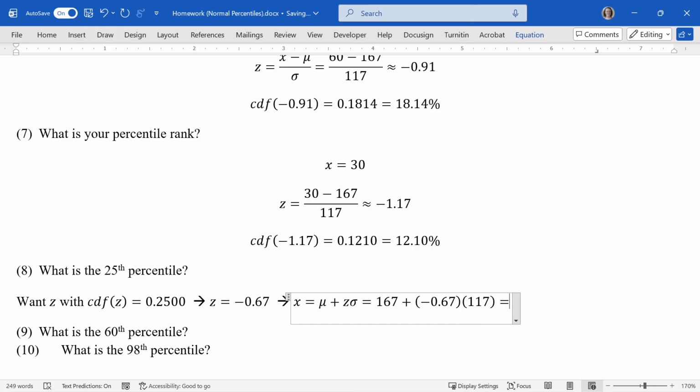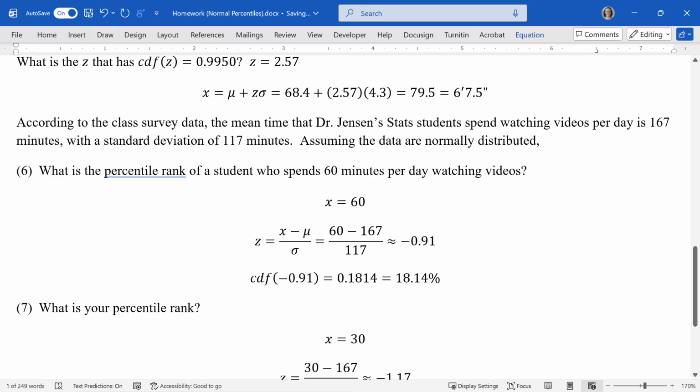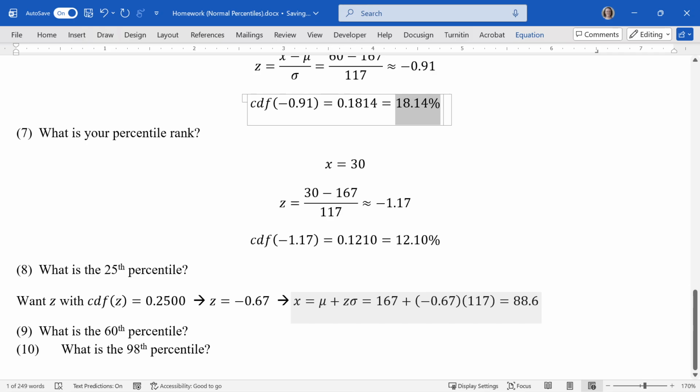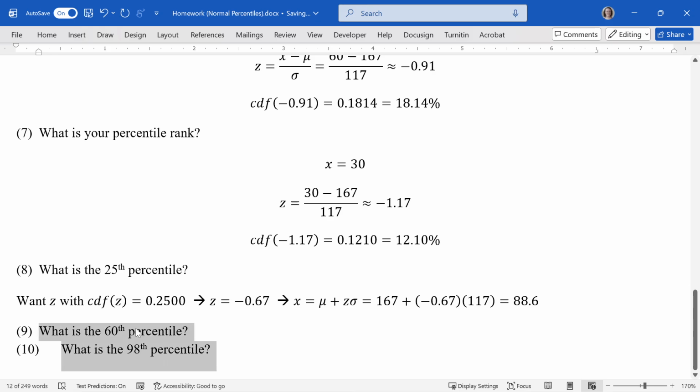Put that in a calculator. I'm getting 88.6. That kind of makes sense because 60 minutes was 18%. So a little bit more than that, 88.6 minutes is 25%. Yeah, makes sense. 60th percentile, I can already tell these two are going to be above the mean, so they'll be above 167. 60th percentile shouldn't be too far above. 98th is probably pretty far above.